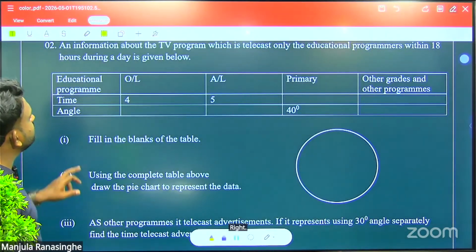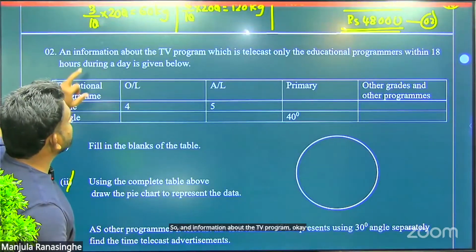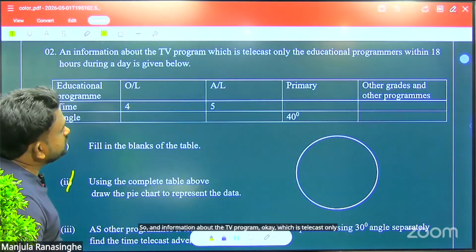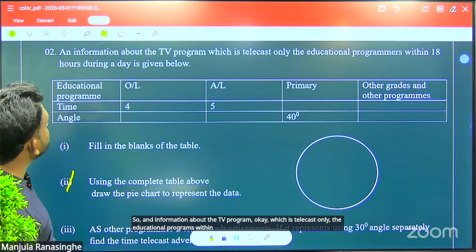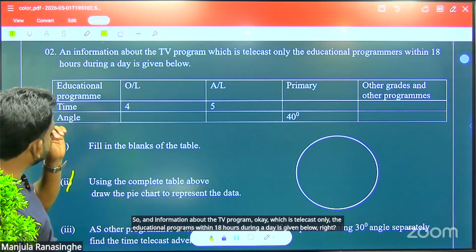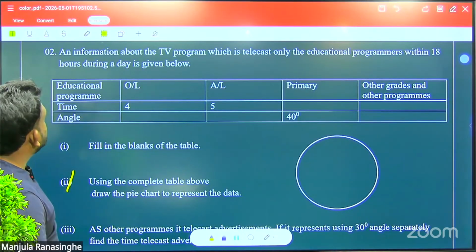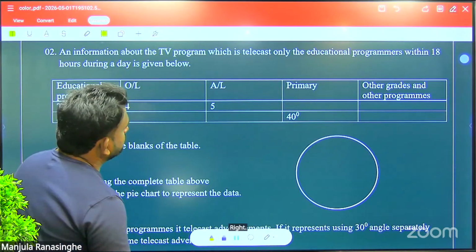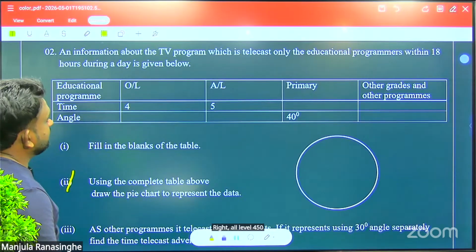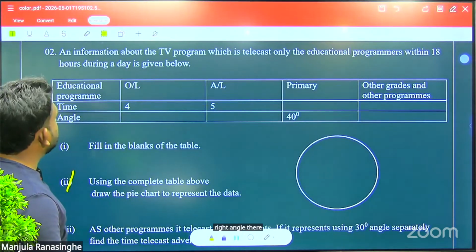So the information about the TV program, which telecasts only educational programs within 18 hours during a day, is given below, right? Okay, right. O level 4, 5, right? Angle there, right? Fill in the blanks.